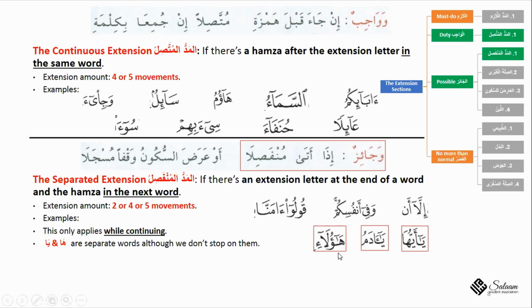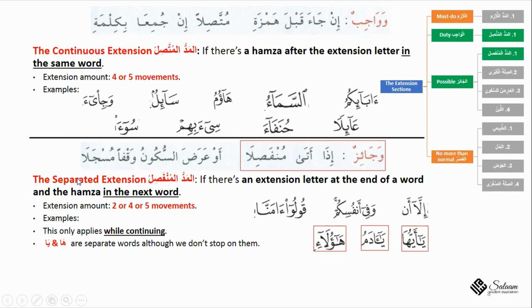with the word after them. That's why there is no separation here in ha and ya. But you need to treat them as two separate words. So it will be ha ula. Here in this one we have two types of extension. Both types of extension are here. So the first one is between two words, ha and ula.